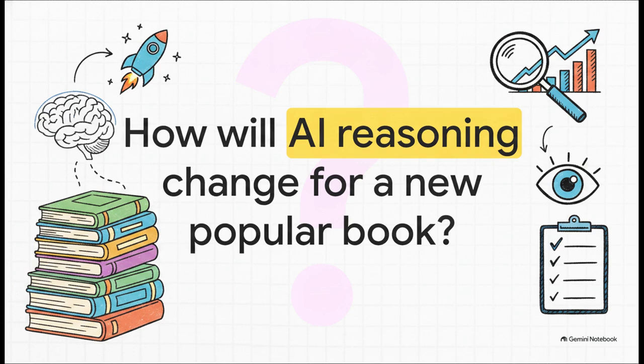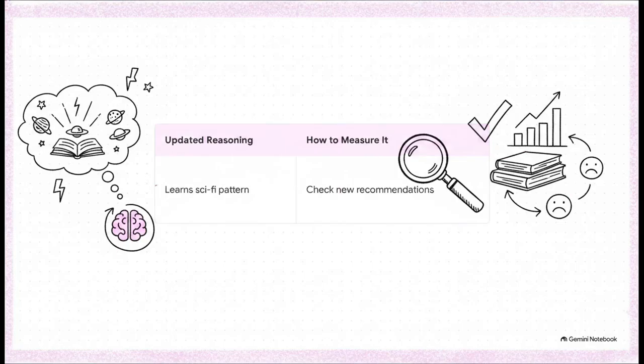Literally everyone is talking about it. Based on what we just learned about machine learning and that NIST framework, I want you to figure out two things. First, how is the AI's reasoning going to change based on this new trend? And second, how would you, as the human operator, apply the measure function to check it? Take just a quick second to think about how you'd answer that. Okay, let's break it down.